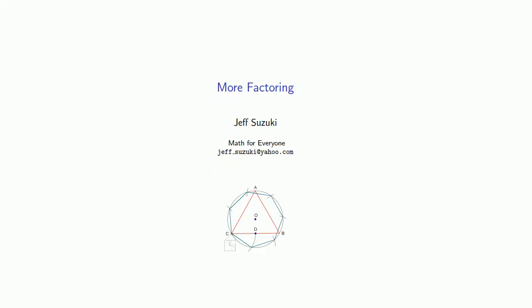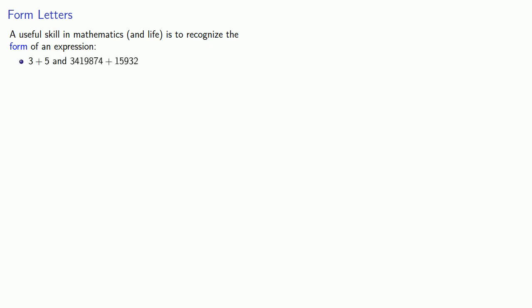So let's round off our discussion of factoring by talking about sweeping things under the rug. And what we mean by that is the following. A useful skill in mathematics and life is to recognize the form of an expression. So 3 plus 5 and 3,419,874 plus 15,932 have the same form. They're both A plus B.